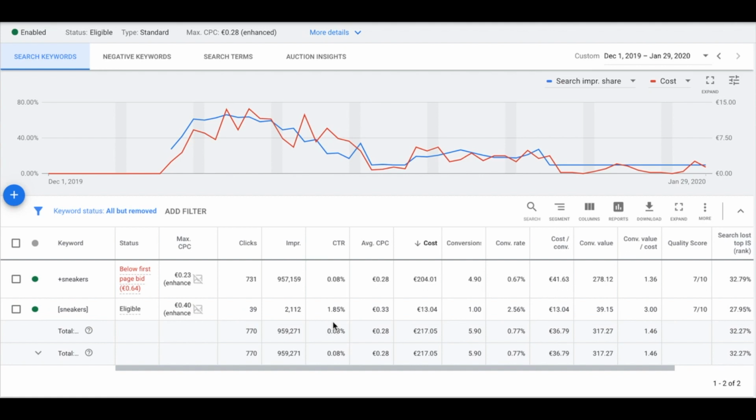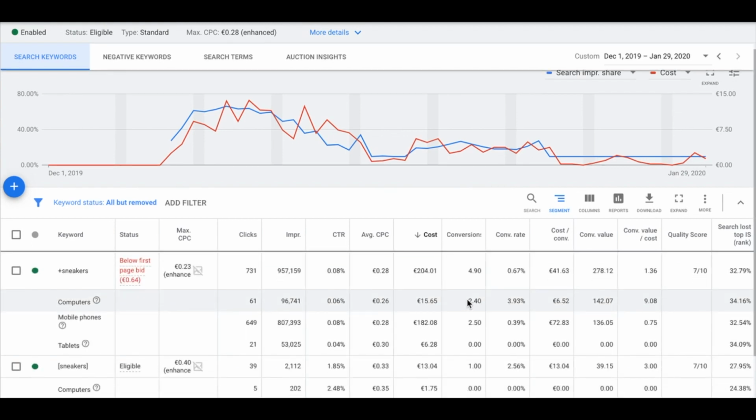Now in this example, maybe modified broad match sneakers doesn't look so hot with about 5 conversions from 200 spend, cost per conversion of about 40. But when we add the device segment, we can see that about half of those conversions came from less than 10% of spend, which went on the computer traffic at a much healthier cost per conversion. So if we were thinking about cutting the keyword, now we can see what we really want to cut is that keyword's traffic on mobile.